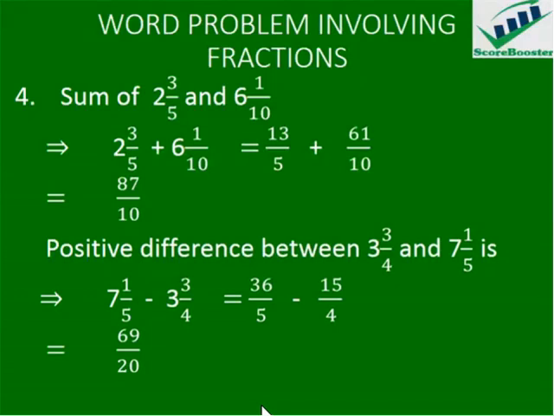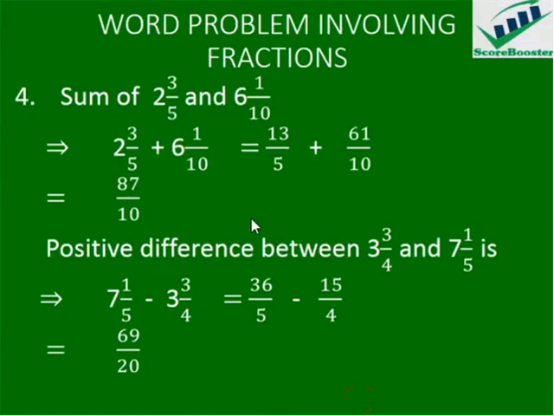Sum of 2 whole number 3 over 5 and 6 whole number 1 over 10. And the second clue is what? Positive difference between 3 whole number 3 over 4 and 7 whole number 1 over 5. So after that, we solve those clues. Then we'll now write down the statement of the problem and then solve for the final answer.